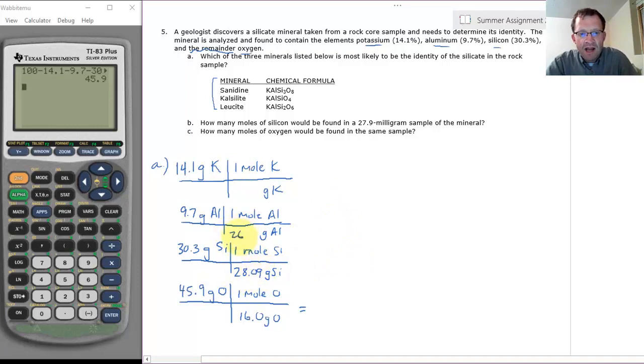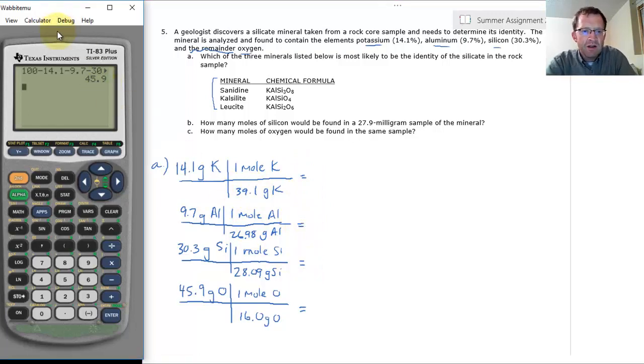Aluminum 26.98, and potassium 39.1. Okay, so I need to just do my math here, get these all converted into moles, and so I'll punch those into my calculator real quick here. Potassium 14.1 divided by 39.1. There's my potassium moles. 9.7 divided by 26.98. There's my aluminum moles. And write those two down real quick.